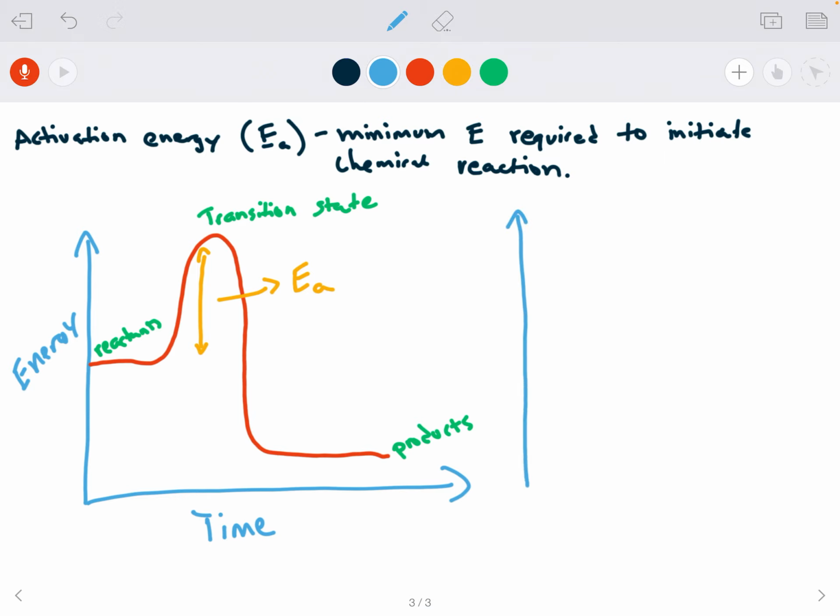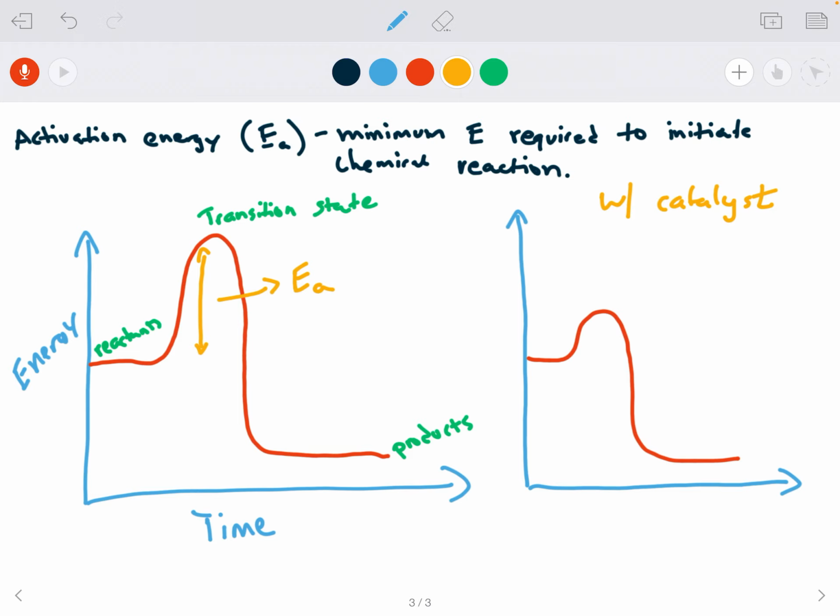Now, using a catalyst, we are able to lower this activation energy. So now we only need that much energy for it to take place. So the reaction occurs much quicker. So this is with a catalyst. That is how catalysts will speed up a chemical reaction, by lowering that activation energy.